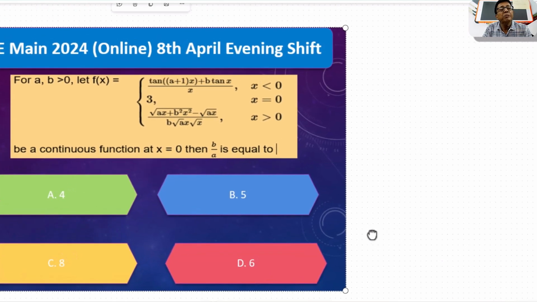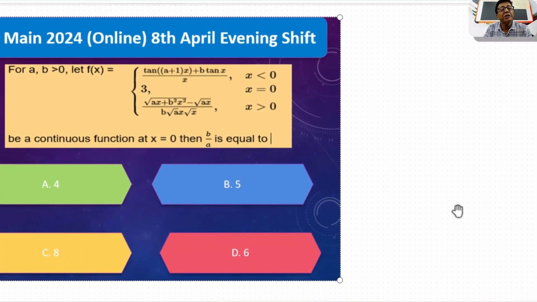Will you approach the way you have started for your board exam? Drawing a graph is not so easy for this sum. You won't be able to do it, so don't go for that. You go by the formal definition first, then see the requirement of the problem.